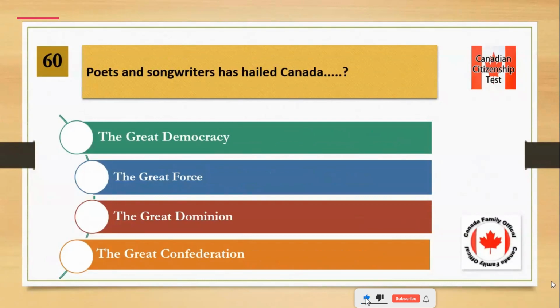Poets and songwriters have hailed Canada as Number 1 the great democracy. Number 2 the great force. Number 3 the great dominion. Number 4 the great confederation. And the answer is the Great Dominion.